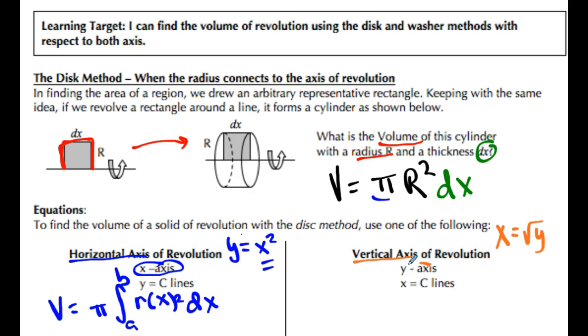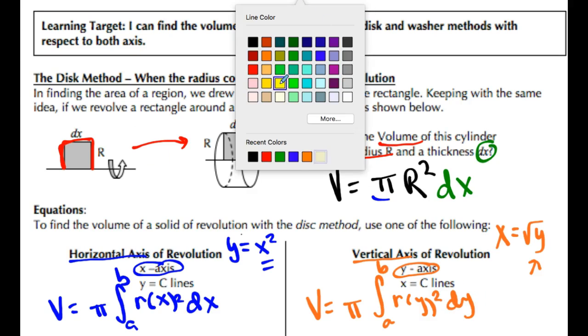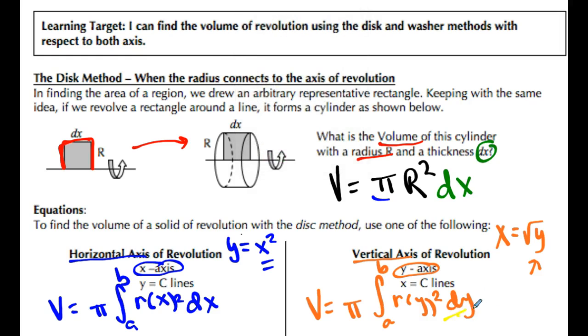So if I wanted to go around the y-axis, I need to have my equation with a y as the input. So again, my volume is still going to be pi, and I'm going to go A to B. And we're going to do our radius in terms of y, squared, dy. So one thing I hope that you can see and remember is that y-axis means I need a dy, x-axis means I need a dx.